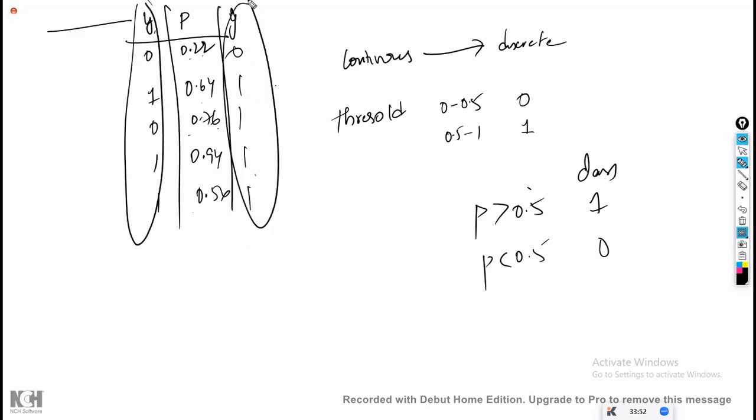And it is comparing. How many of them are correctly predicted? Correctly predicted, correctly predicted, correctly predicted, and this one is wrongly predicted. Out of these 5 records, 4 of them are correctly predicted. 1 is wrongly predicted. The accuracy is 4 by 5, which is nothing but 80%. It is going to work in this way.